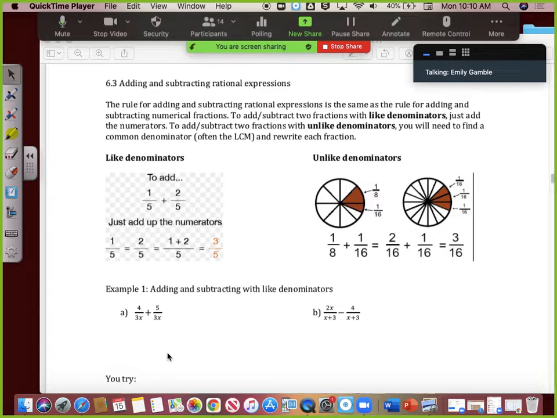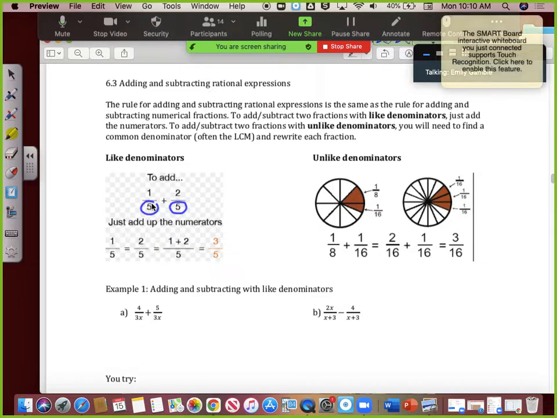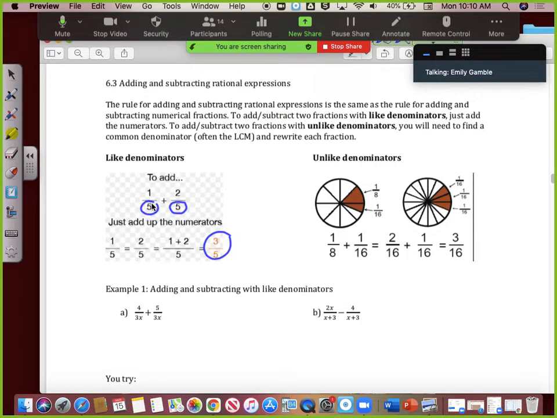So right here, 1/5 plus 2/5, they have the same denominator, so you add 1 plus 2, and you get 3/5, and that's your final answer since that can't be simplified. Unlike denominators, though, if you remember, cannot be added together until they have the same denominator. So to find the same denominator, you're looking at the numbers 8 and 16, and you're actually just trying to find the least common multiple of those two. They call it the least common denominator, so that's going to be the number that is a multiple of both.